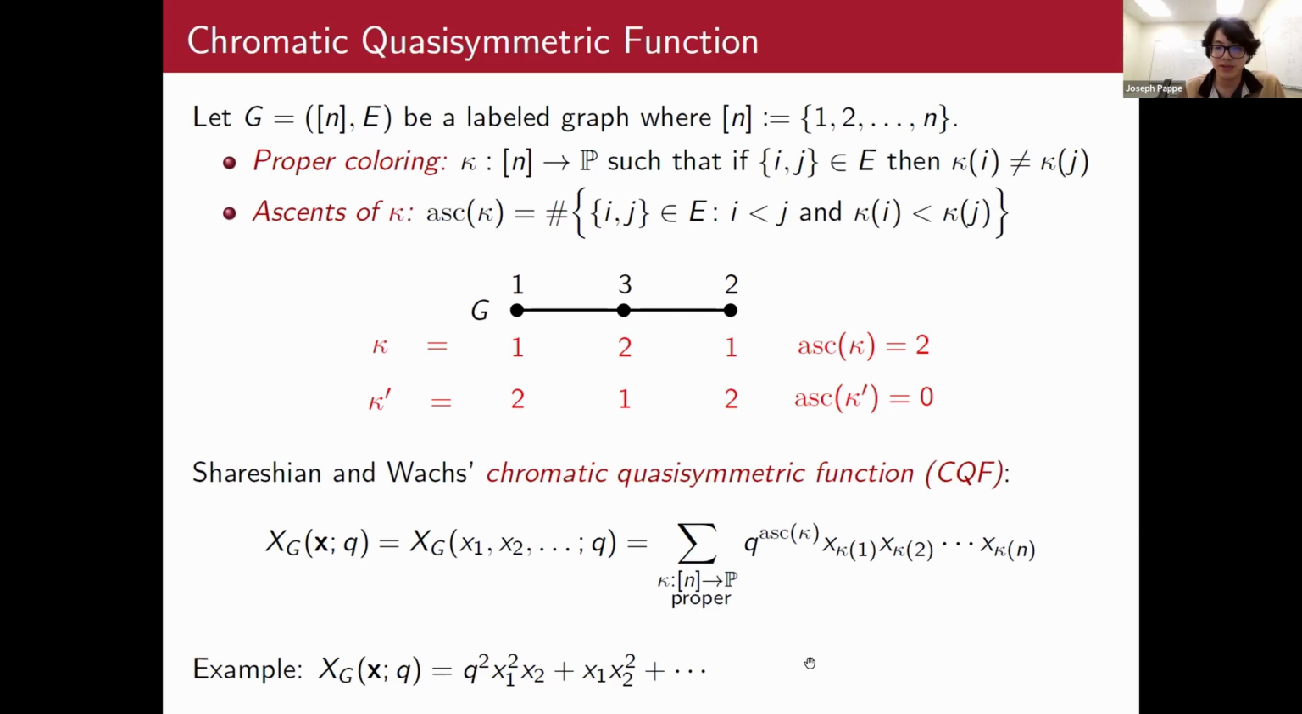This q term is keeping track of the number of ascents, and then x1 squared x2 is saying that there are two vertices colored 1 and one vertex colored 2. For instance, the second coloring that we have contributes 0 ascents, and it has one vertex colored 1 and two vertices colored 2.